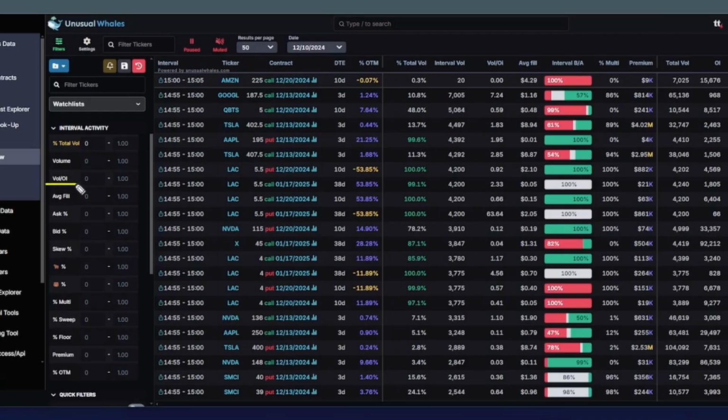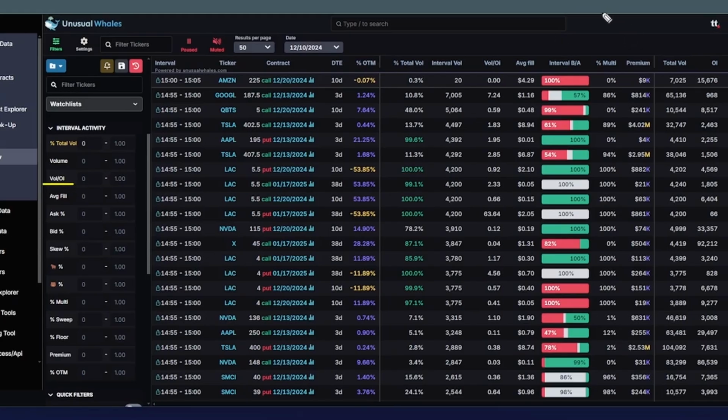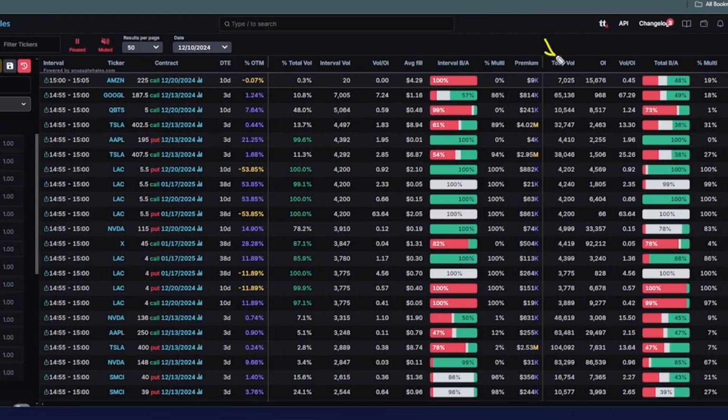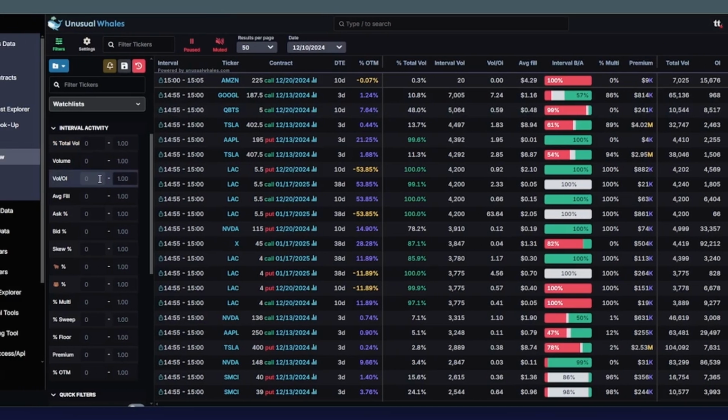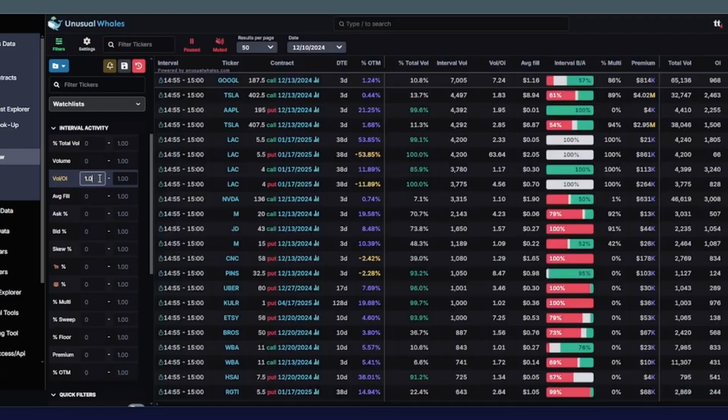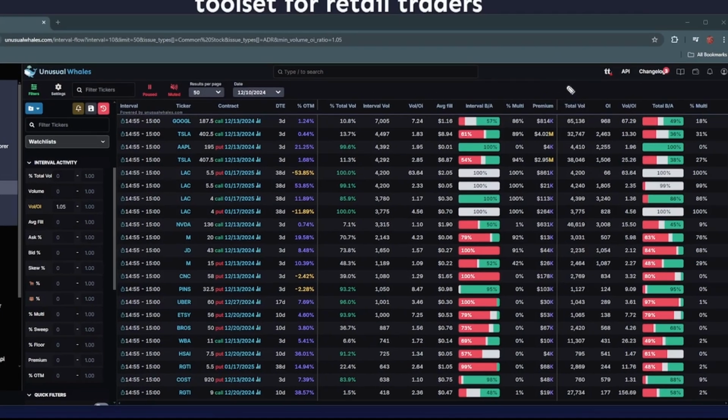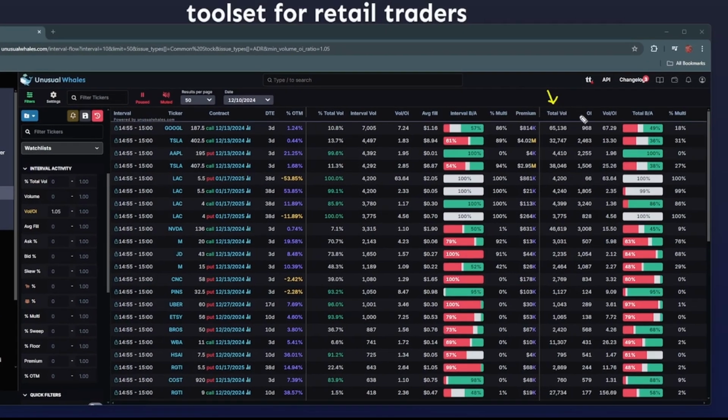The volume OI field tracks the ratio between the day's total volume and the total open interest already outstanding. Now, since we're looking for newly opened trades, I do want to have the volume transacted today be higher than the open interest. So I'm going to put here 1.05. This will ensure that the total volume transacted today is at least 105% of the total open interest.